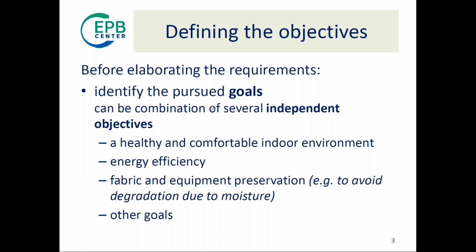So first about the objectives. Before we can elaborate the requirements, the pursued goals have to be identified. This can be a combination of several independent objectives. First, one of the most important ones is the healthy and comfortable indoor environment. And then second, of course, is also the energy efficiency. But there could also be other requirements added due to the goals, like the preservation of the fabric and equipment, for instance, to avoid degradation due to moisture. And other goals are also feasible.